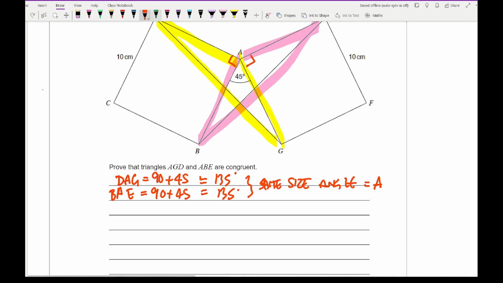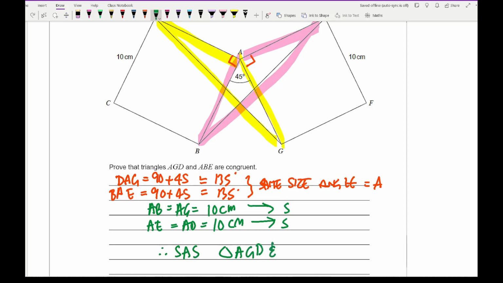So then moving on to the next one, we notice that AB is equal to AG, as they're both 10 centimeters. So there we've proved a side, and we also know that AE is equal to AD, which is 10 centimeters also. So there we've got another side proven. So therefore, as we have an ASA, triangle AGD and triangle ABE are congruent.